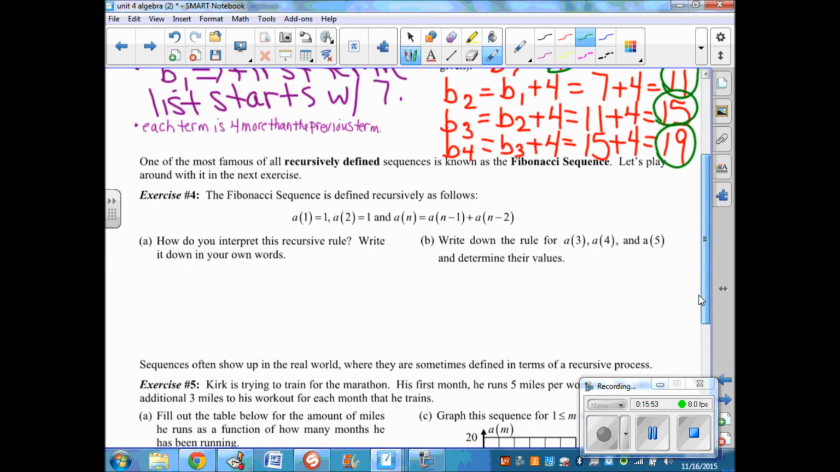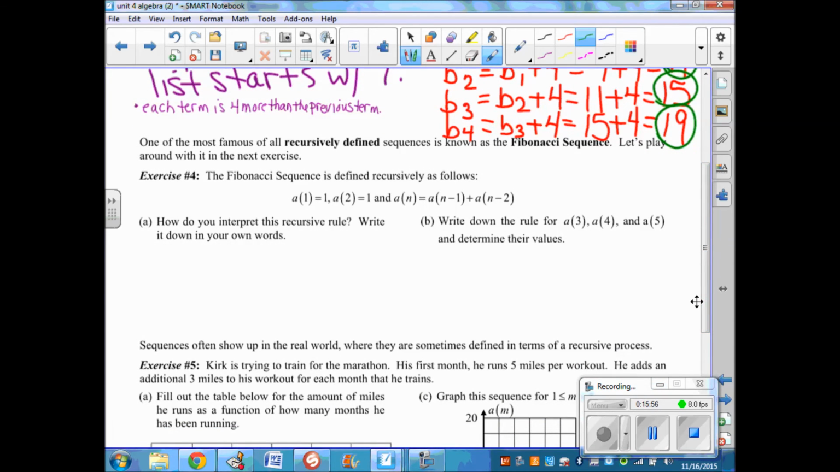So it says one of the most famous of all recursively defined sequences is known as the Fibonacci sequence. Famous Italian mathematician, a gentleman right after my own nationality. Love it. It says, let's play around with this in the next exercise. So what I also want you guys to do after you finish this video is Google the Fibonacci sequence and Google, say, the Fibonacci sequence in nature. Okay, in nature. See where this sequence occurs in nature. You might be pretty surprised. It's possible. Oh, by the way, I have earrings I'll wear tomorrow that represent the Fibonacci sequence.